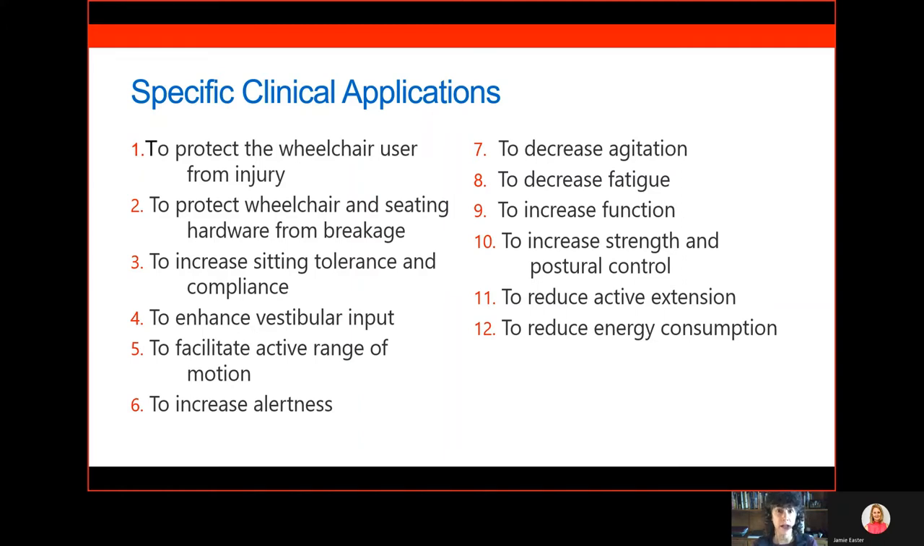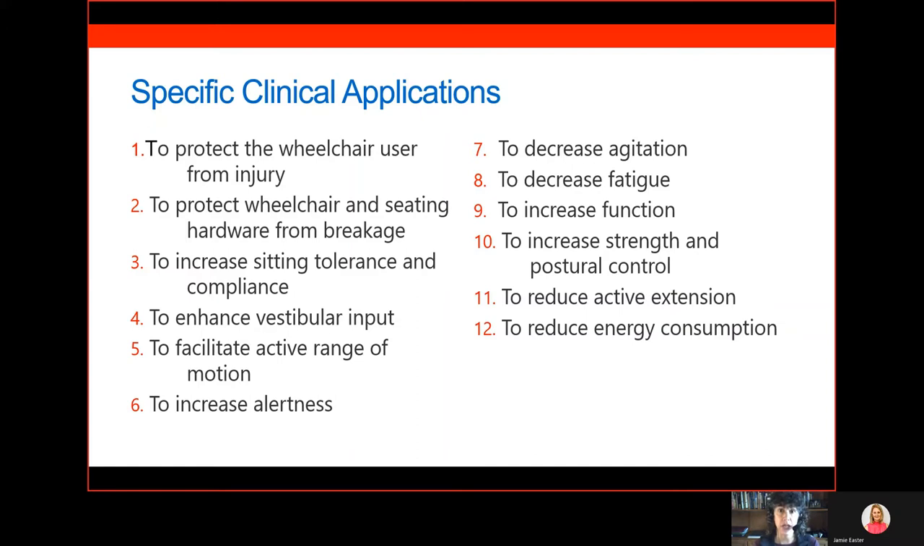And by providing enhanced vestibular input, we can see other benefits. We're facilitating some active range of motion. Instead of the client maintaining a very static posture, there's actually some movement occurring at some of the joints. This movement often leads to an increase in alertness and a decrease in agitation, and that can be very helpful for our clients. We also may see that some clients have decreased fatigue, as movement again can increase general alertness.